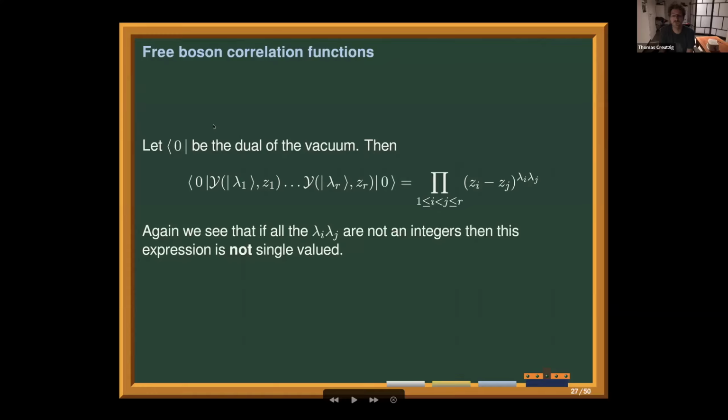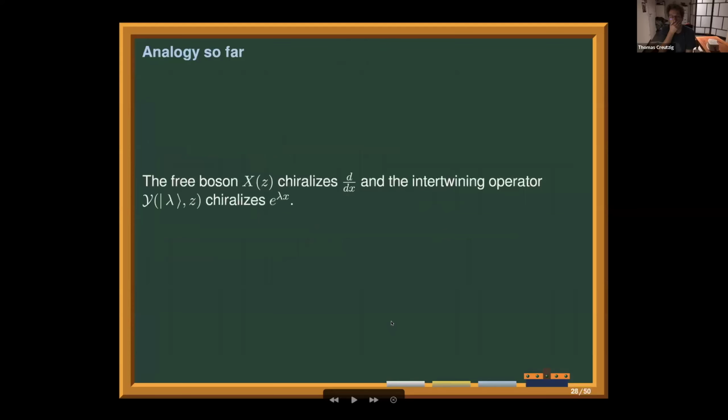And for these fields of the free boson, they have the very nice form that they are just given by this product. So it's a certain meromorphic function. But we see again, if lambda i times lambda j is not an integer, then we have monodromy. These functions are not single valued in that case. Okay, so we have to avoid this.